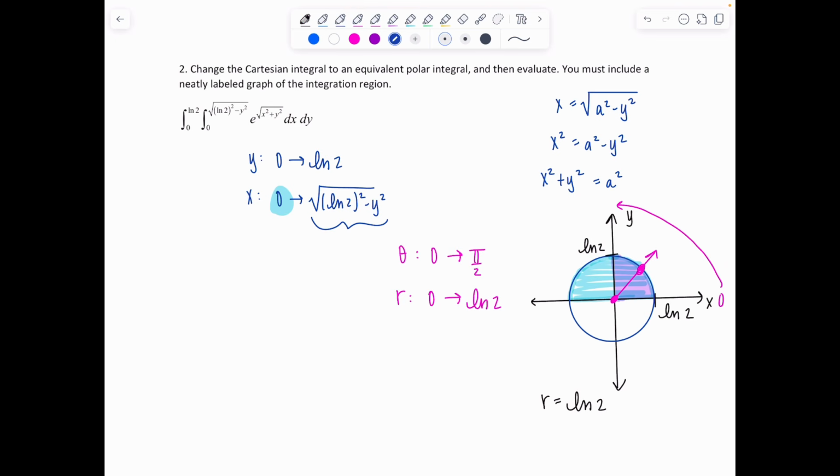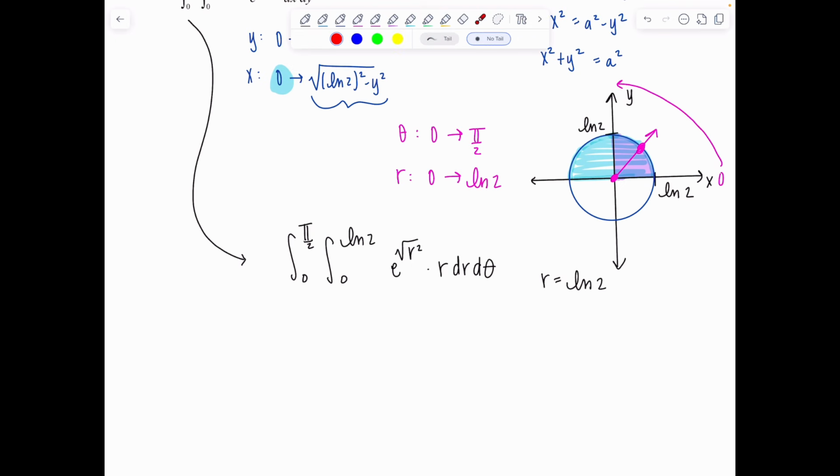So here we go. This integral becomes the integral from 0 to pi over 2, 0 to ln of 2, and then e to the square root of x squared plus y squared, that's e to the square root of r squared, and dx dy is r dr d theta in polar. Perfect. Okay, all my limits are constants. I don't see any thetas, so you can think of it like it's 0 to pi over 2 d theta, and then you have 0 to ln of 2, this is e to the r times r dr.